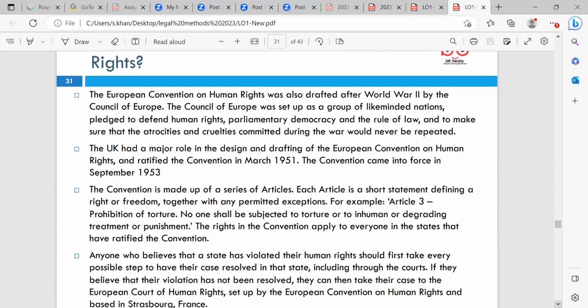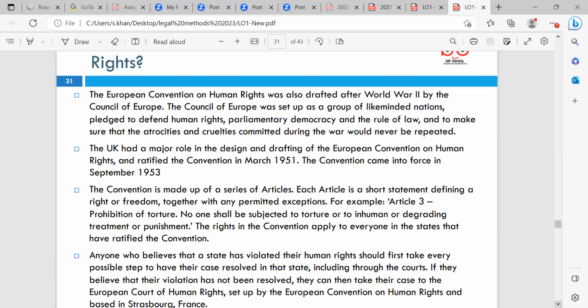The European Convention on Human Rights was also drafted after World War II by the Council of Europe. The Council of Europe was set up as a group of like-minded nations. It pledged to defend human rights, parliamentary democracy, and the rule of law, and to make sure that the atrocities and cruelties committed during the World War would not be repeated. The UK had a major role in the design and the drafting of the European Convention on Human Rights and ratified the convention in March 1951. The convention came into force in September 1953.